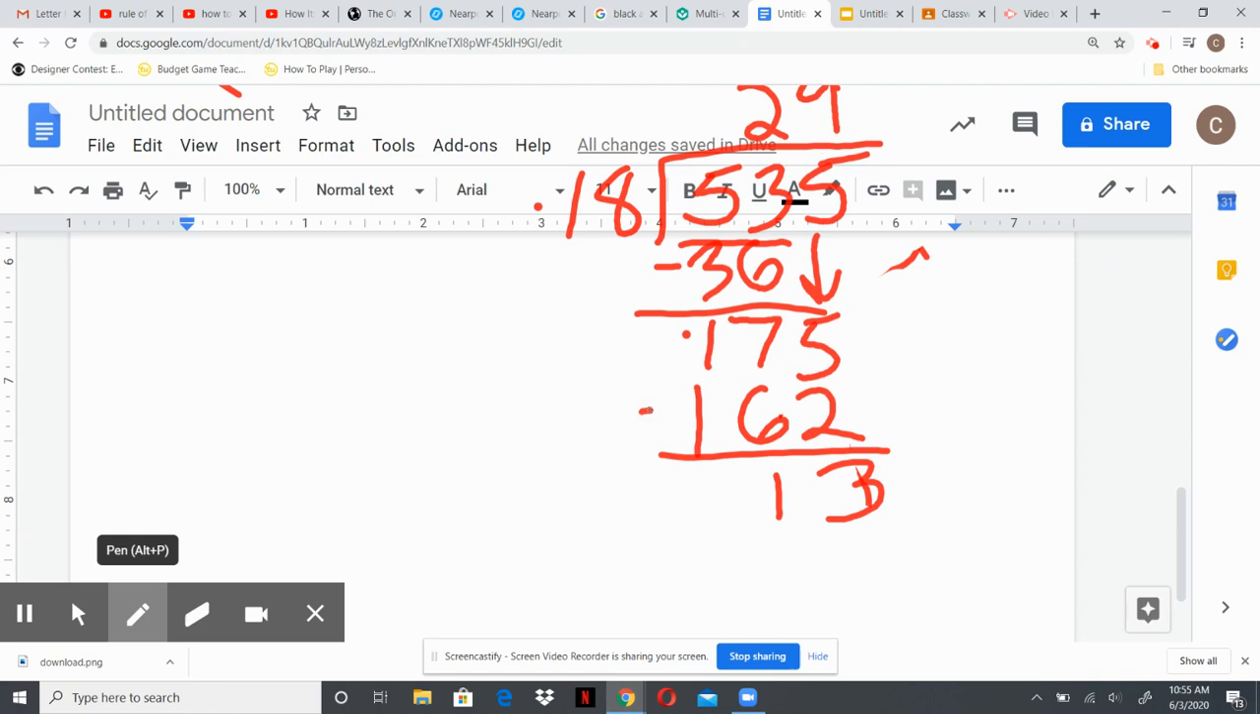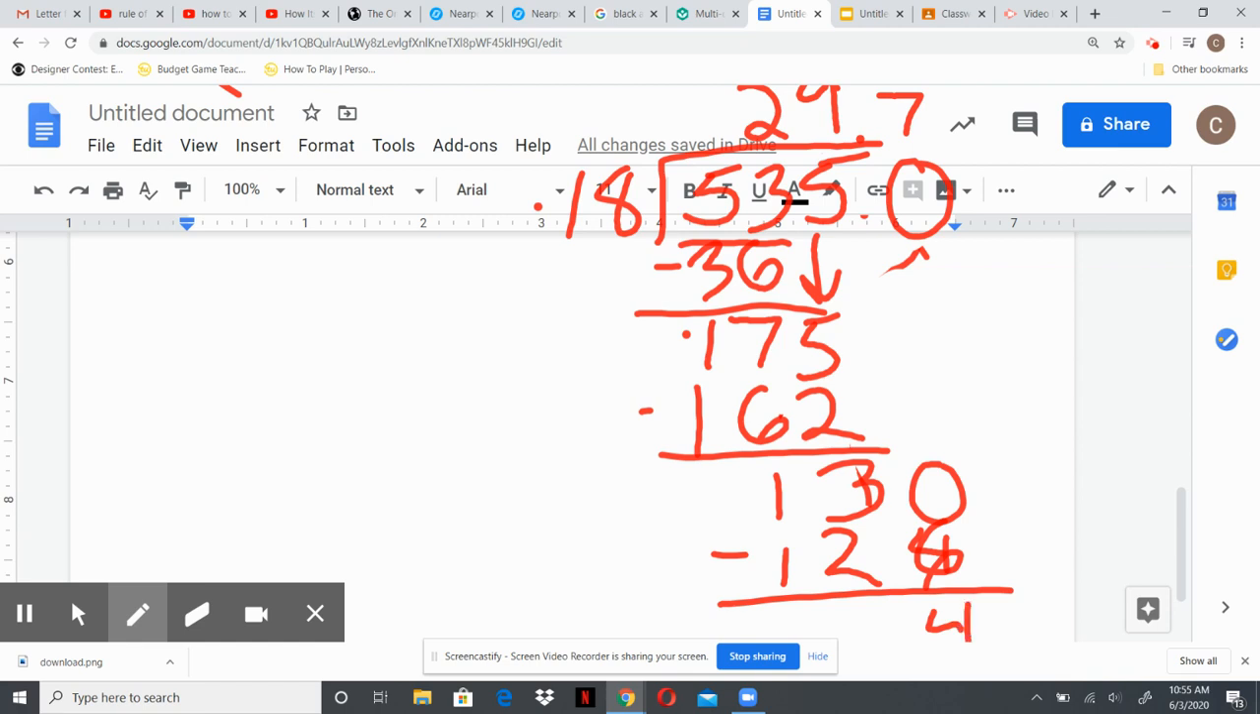I know it's starting to look pretty messy. Stick with me here. Now I'm going to add a 0 up here. I'm going to bring that 0 down. It gives me 130. Now, I'm going to say there are 7 groups of 18 in 130, okay, which gives me 126, which gives me a difference of 4.